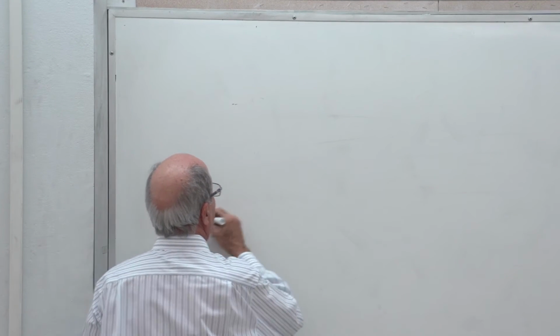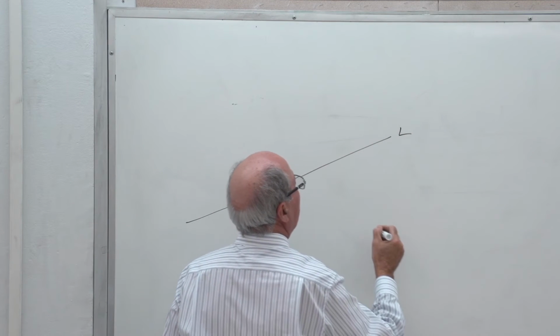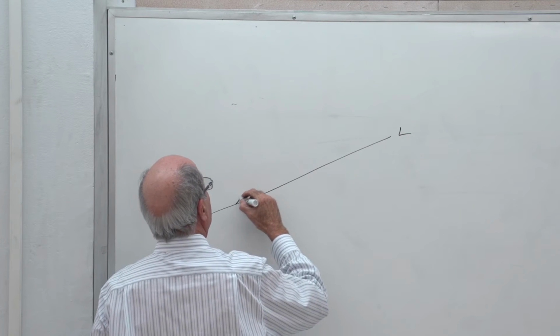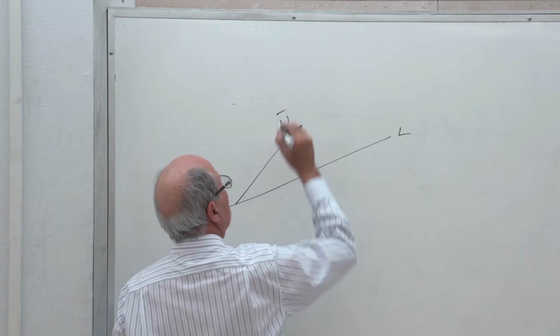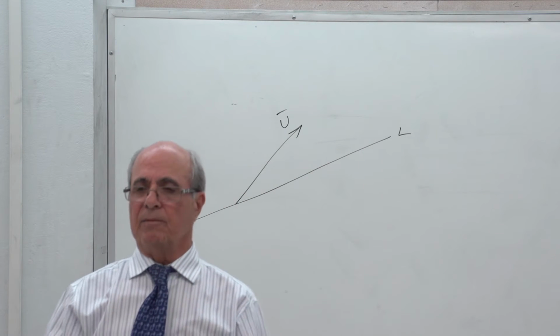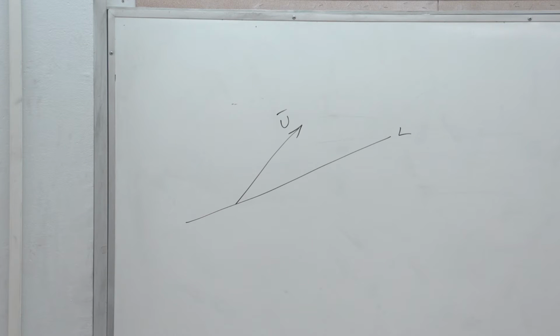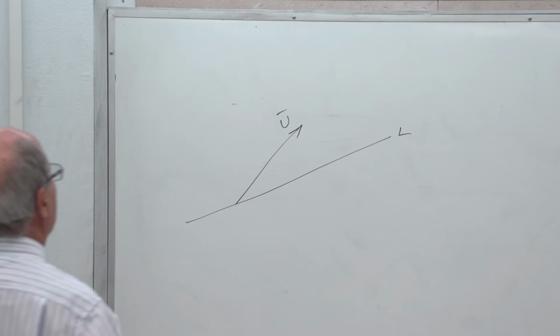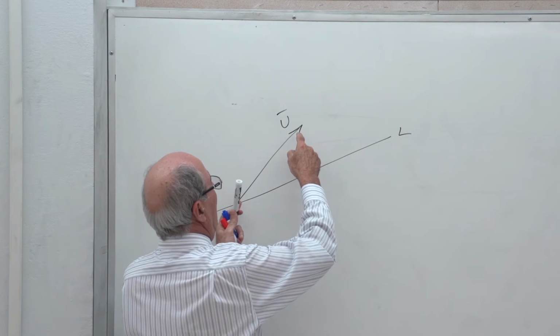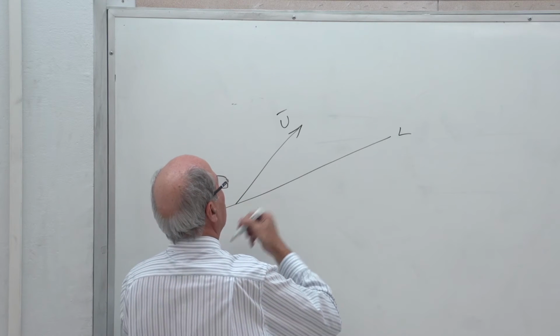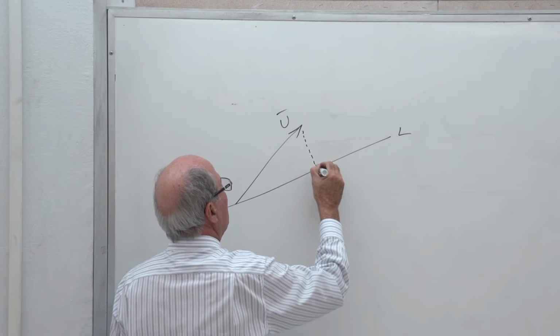And this is the following. Let's say I have here a line L, and I have here a vector, any vector U. It doesn't have to be F or M or whatever. A general vector U. And I want to find the projection of U over L. This is the idea. In other words, I want to draw a line here.